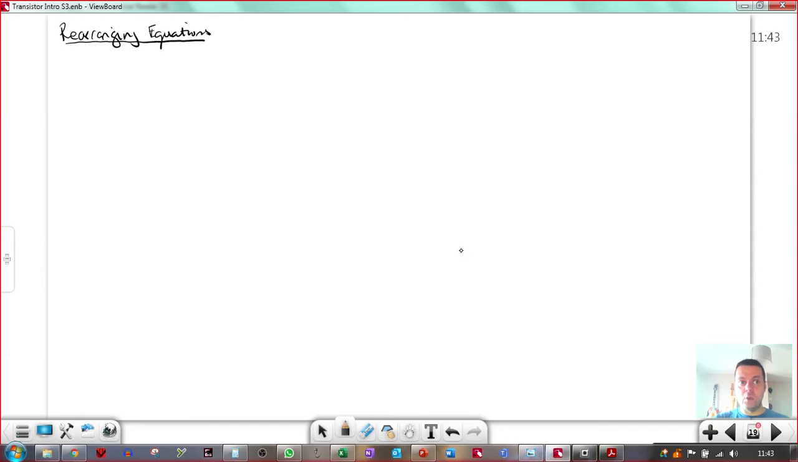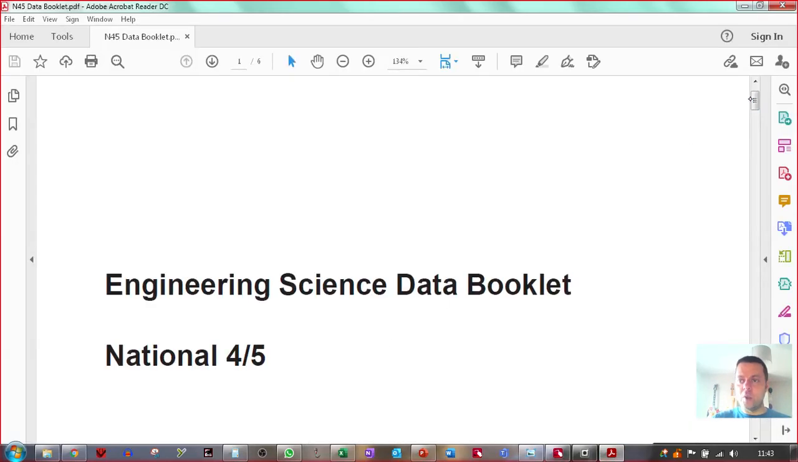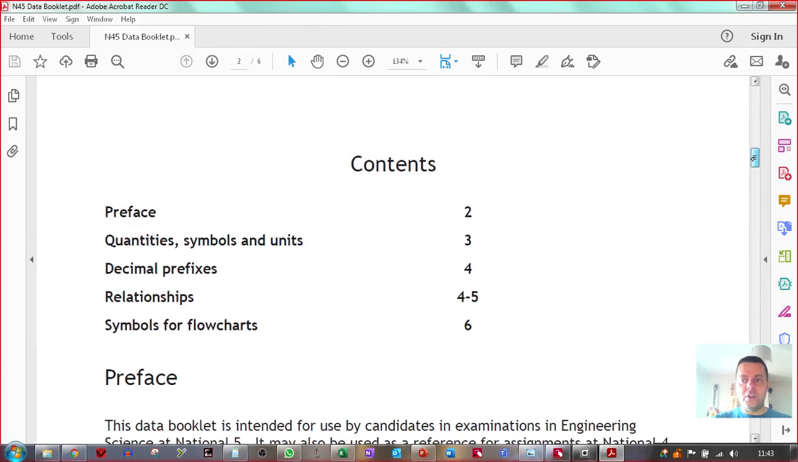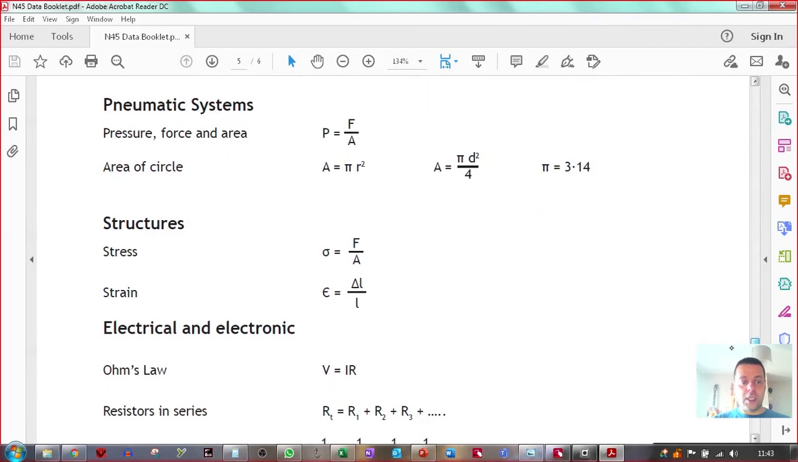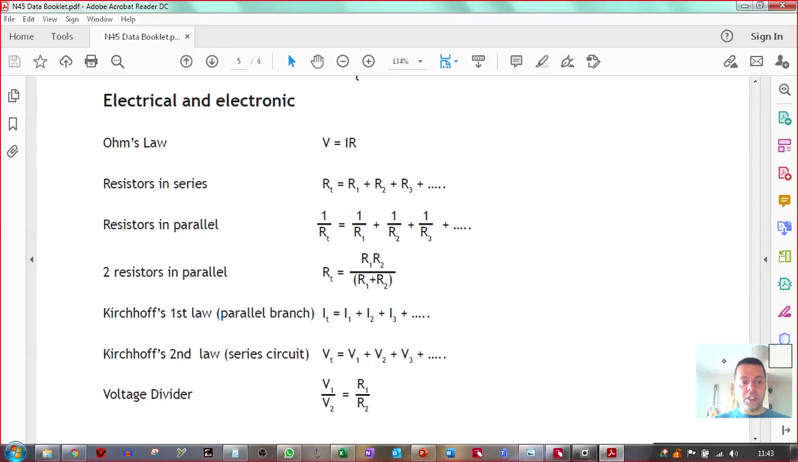Right, okay, so today we're going to look at rearranging equations. This is another skill that you'll have to have. Now, I'm only going to focus on the equations that we actually care about. So in the data book, the engineering science data book, I'm only going to be working with the electronics equations in this instance. And we're just going to talk about how we rearrange these.